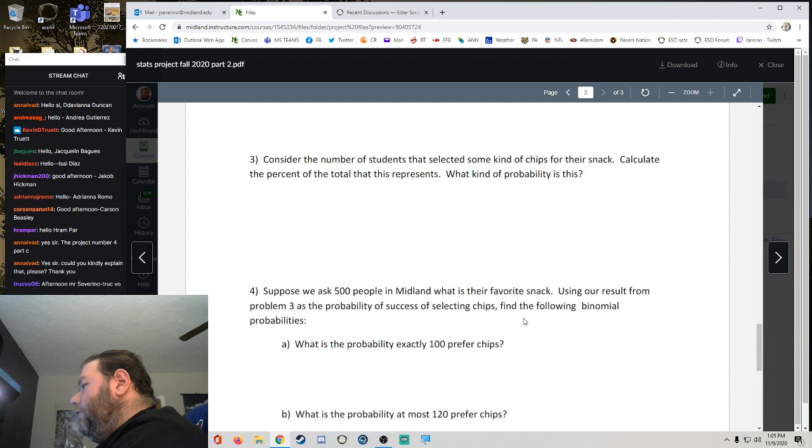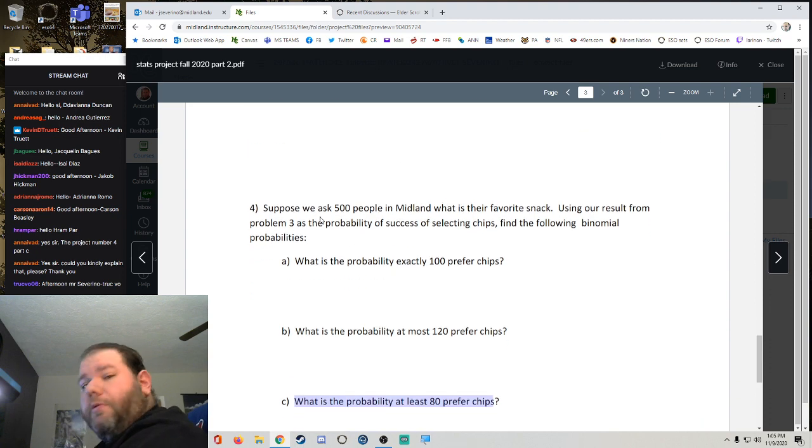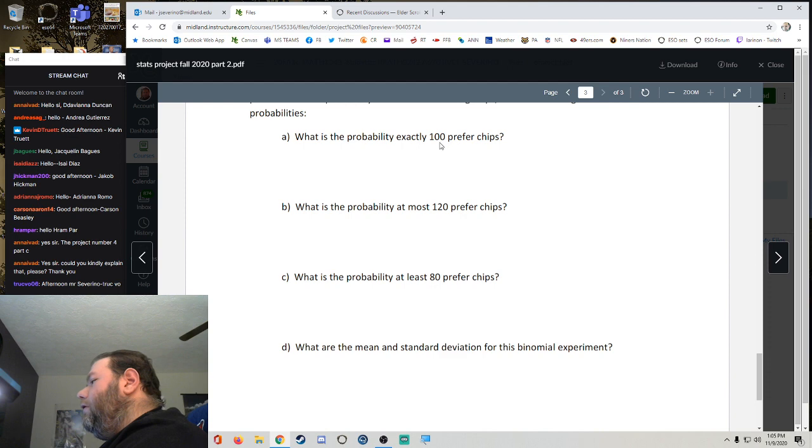Okay. Well, we established in 3 that I think we decided 8 out of 50 prefer chips, which is a probability of 0.16. And so for problem 4, we use p equals 0.16, n is 500, and then x is based on these values here. Like A, we do a Binomial PDF, and then B and C, we use Binomial Cdf.